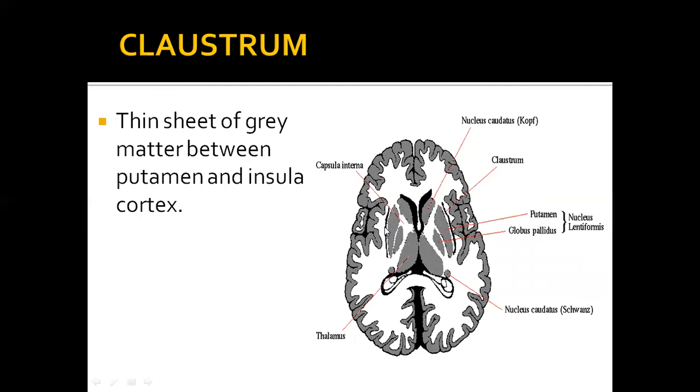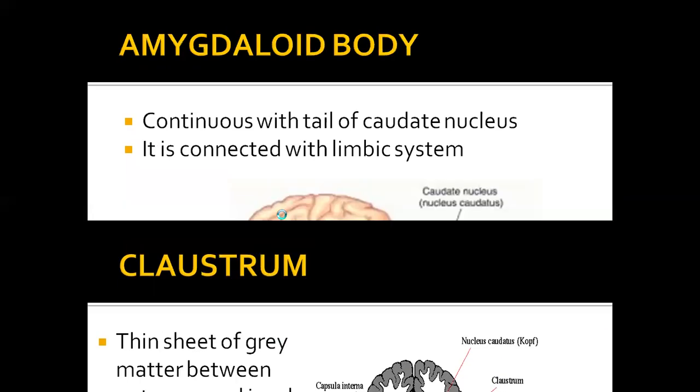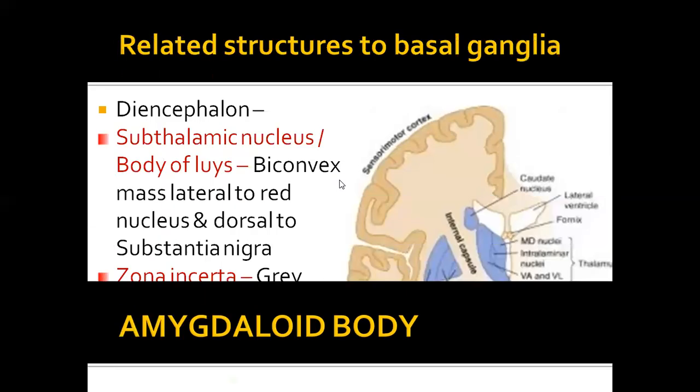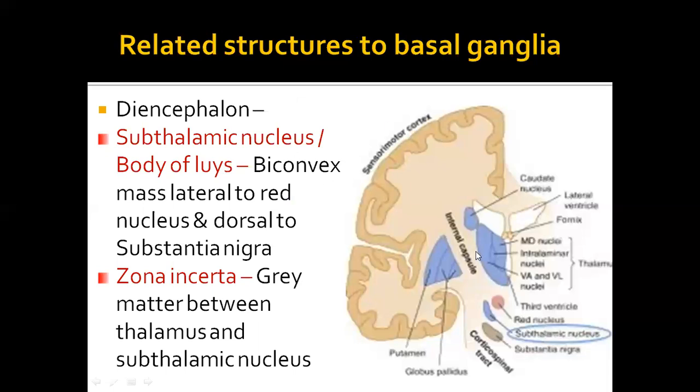Then the claustrum. This claustrum is a thin sheet of gray matter between the putamen and the insular cortex. This one is the amygdaloid body. The head, body and tail of the caudate nucleus end in the amygdaloid, so it is continuous with the tail of the caudate nucleus, and it is connected with the limbic system. Now the related structures to the basal ganglia. Whatever has been shown in blue color here are all the components of the basal ganglia.